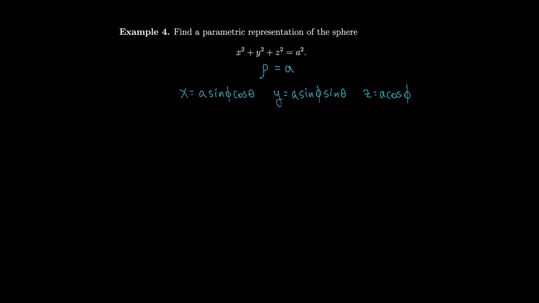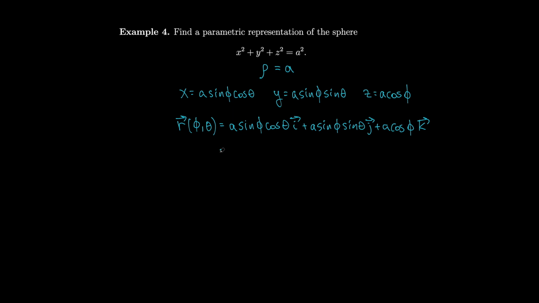So we have a vector function r of phi and theta. We have two parameters. It's going to be a sine phi cosine theta, and that'll be our i component. a is some constant because we're doing parametric equations to represent a sphere of some constant radius. And then we're going to do a sine phi sine theta for j, and a cosine phi for k.